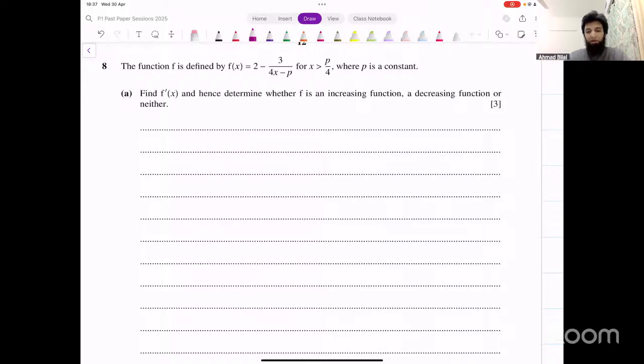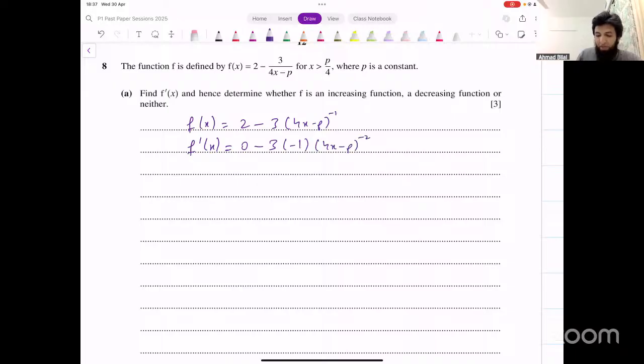Okay, so let's find the derivative first of all. f of x is 2 minus 3 into 4x minus p whole raised to power minus 1. We can write it like this, right? We can bring the denominator to the numerator so that we can differentiate it then. Now, what's the derivative of 2? That's a 0. Derivative of the second term, minus 3 remains as it is. You multiply by the power, you subtract 1 from the power, and you multiply by the derivative of what is inside. That is 4. Let's multiply by that.